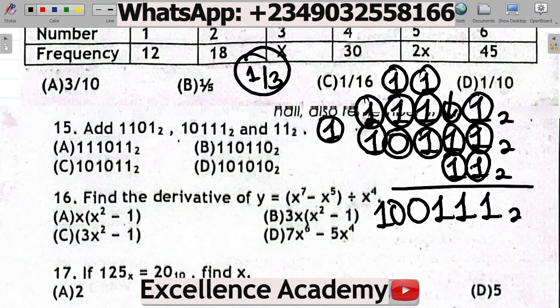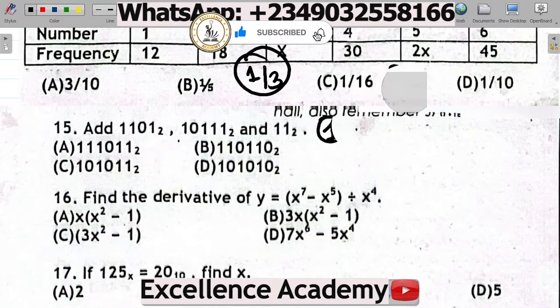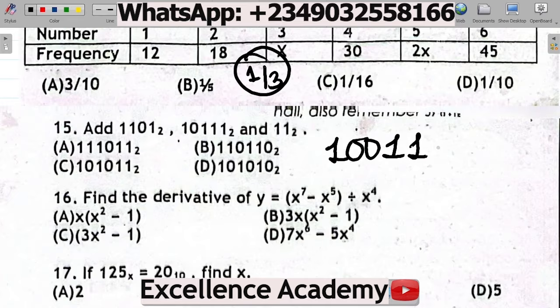This is in base 2. So you have 100111. That is your correct option. It's not among these options, so the correct option is not here. The correct answer is 100111 base 2.